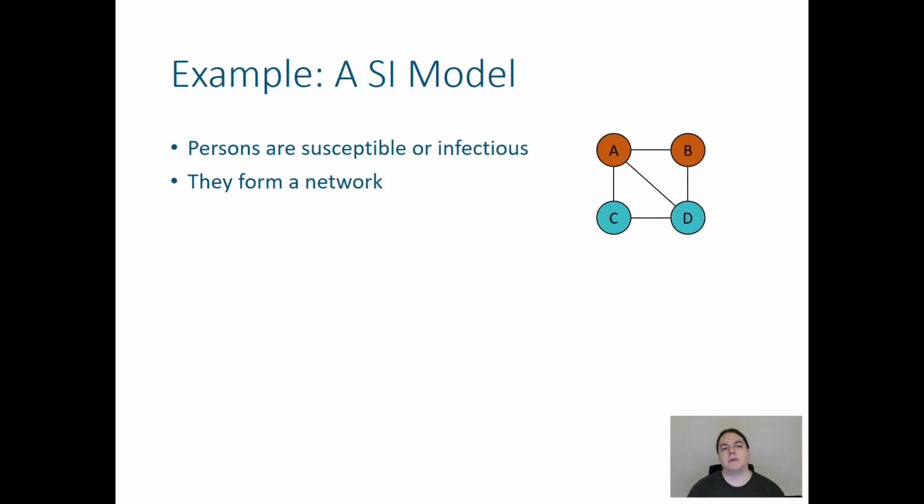As an example, we'll look at a simple SI model of infectious disease. In an SI model, persons are either susceptible to the disease or already infectious. And in our version of the model, the agents form a network, and the disease may only spread through this network. So this on the right is our model state that we will use for the example. We have 4 agents, and A and B are initially infectious, and C and D are initially susceptible.